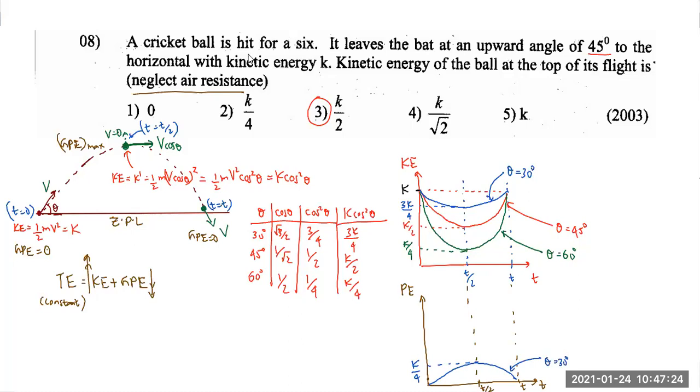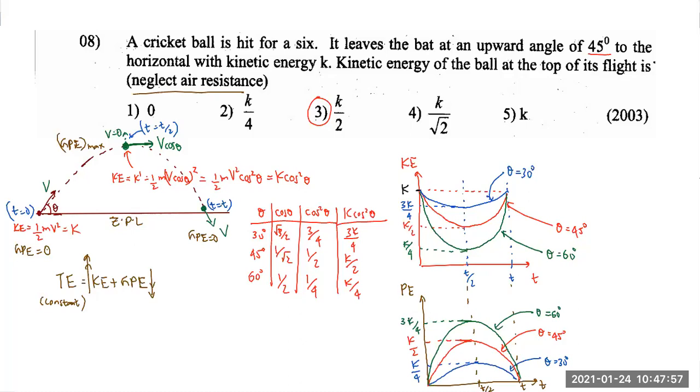And if you draw for 45, then the graph will be like this. And this value is going to be k by 2. And finally, if you draw the graph for 60, then the graph will be like this. This is the graph for 60 degrees, whereas the value for potential energy at the maximum height is going to be 3k by 4. Why is that?